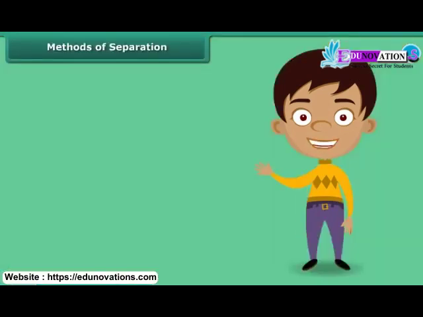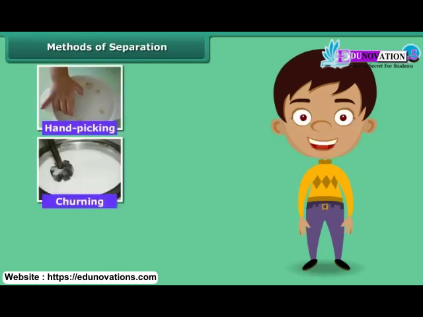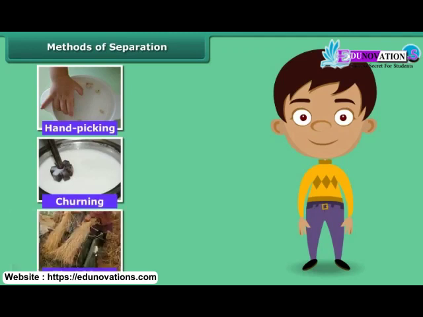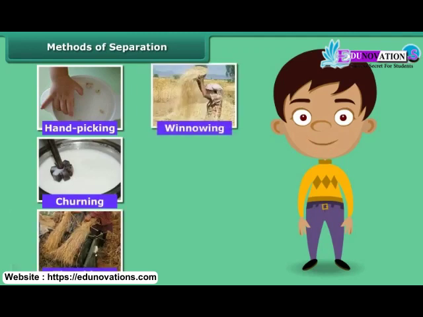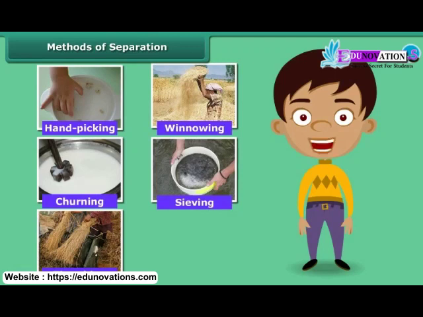You sure would have some idea about the methods of separation. In fact, you would have used some of these methods in your day-to-day life. Let us list some methods commonly used to separate the components of a mixture. Hand picking, churning, thrashing, winnowing, sieving. The basis for choosing a method of separation depends upon the physical properties of components.